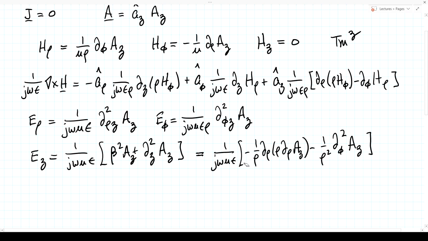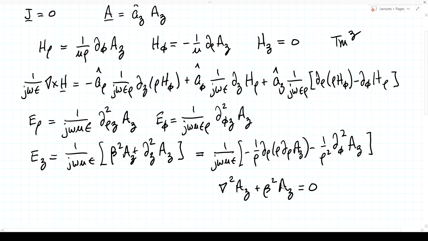But we can use the fact that we're only going to be interested in AZ's that satisfy the Helmholtz equation. Laplacian of AZ plus beta squared AZ is equal to 0. And in fact, these, other than the minus signs, are the first two terms of the Laplacian of AZ. And then the third term would be plus the second derivative with respect to z of AZ.